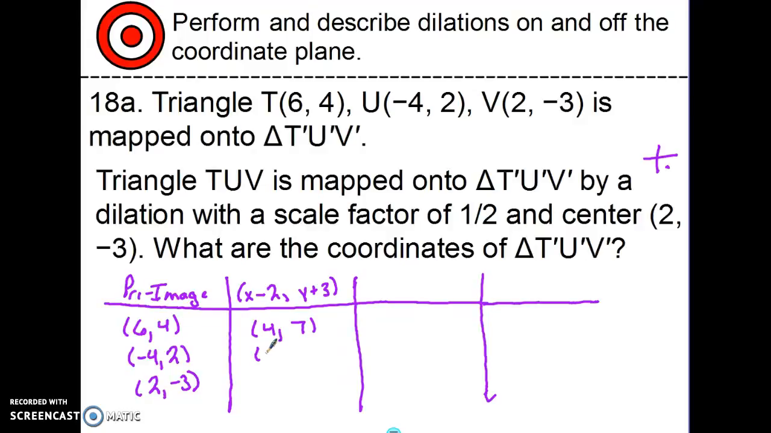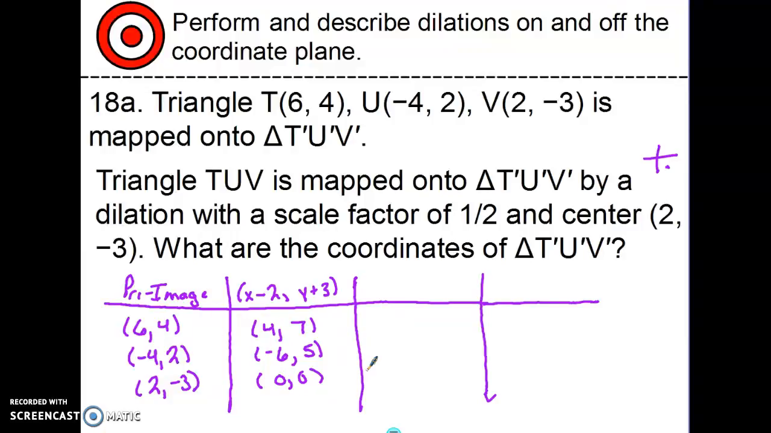Negative 4 minus 2 is negative 6. And 2 plus 3 is 5. All right, 2 minus 2 is 0. Negative 3 plus 3 is 0. Perfect. All right, so there's our coordinates after we moved it, okay?